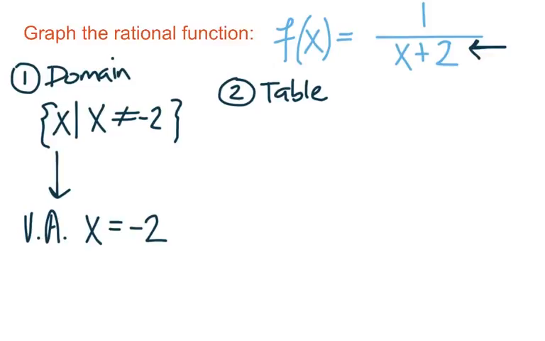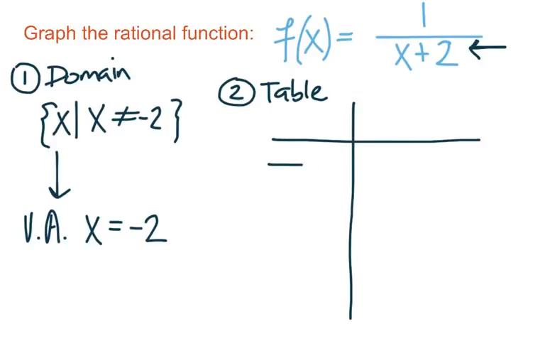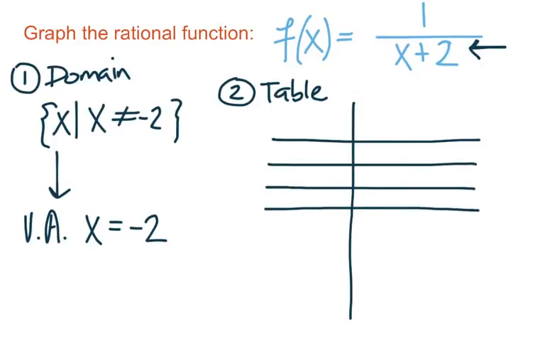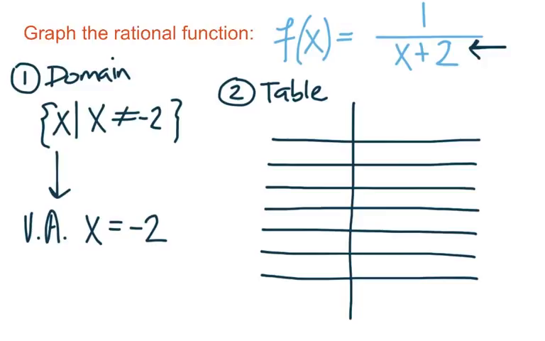And I would like for us to get 3 values on either side of the vertical asymptote. So as I build the table here, I'll choose 3 values of x to the left of, in our case here, negative 2. Then I'll put in negative 2, and then I'll choose 3 values to the right. So I'm going to go ahead and put that value of negative 2 in the center of my table. Remember, that's where the function would be undefined.